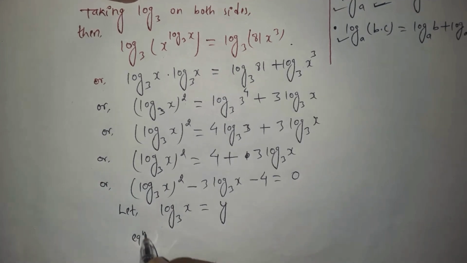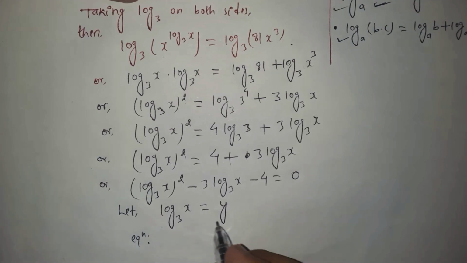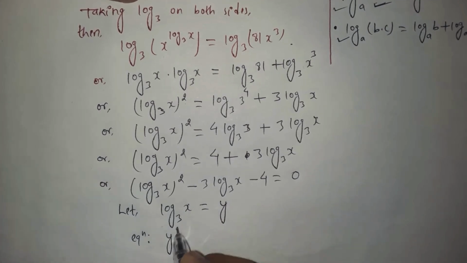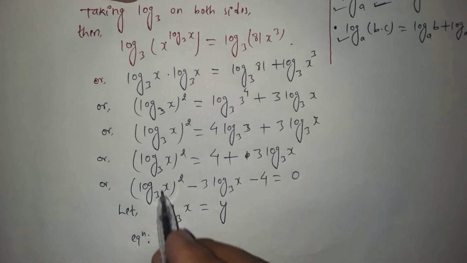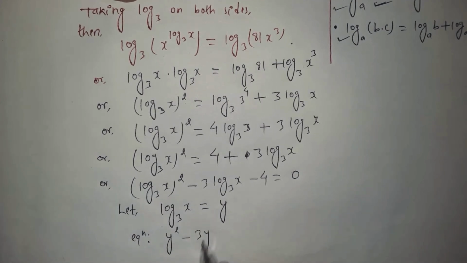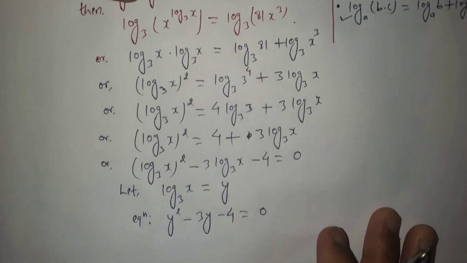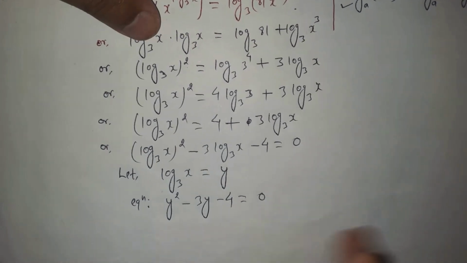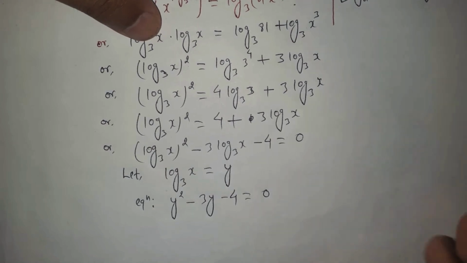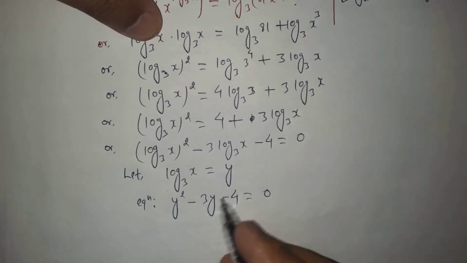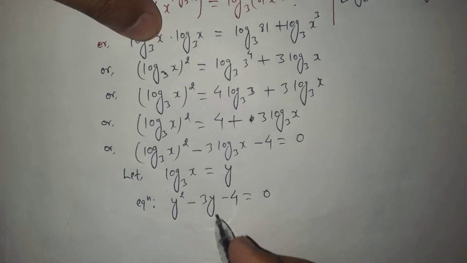Then our equation in terms of y will be y squared. Here we suppose the term inside the parenthesis is y. This is y squared minus 3y minus 4 is equal to 0. Now, to solve this quadratic equation we can use any method. I am going to directly solve this quadratic equation by using the formula.